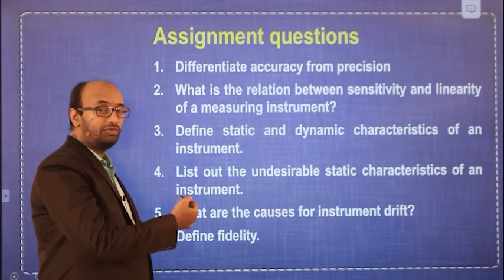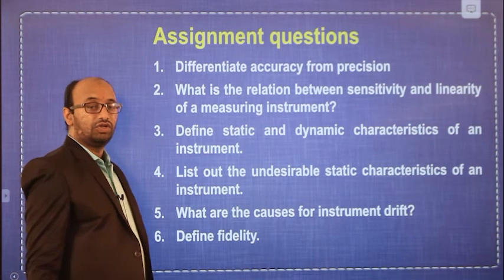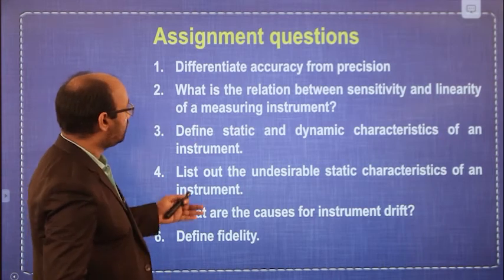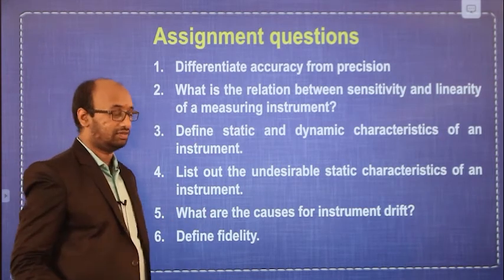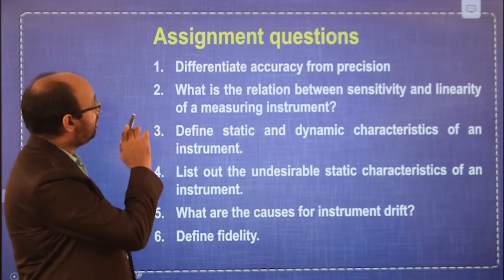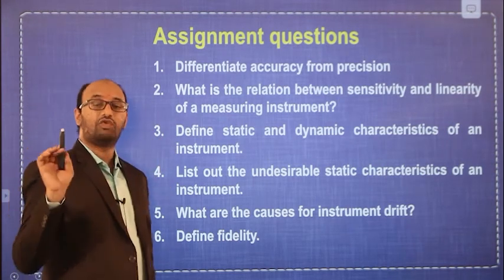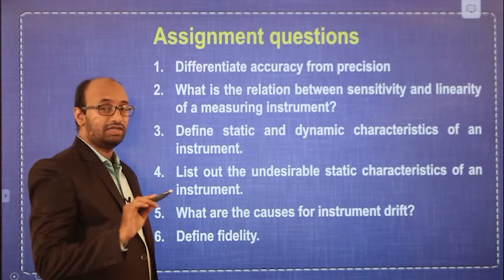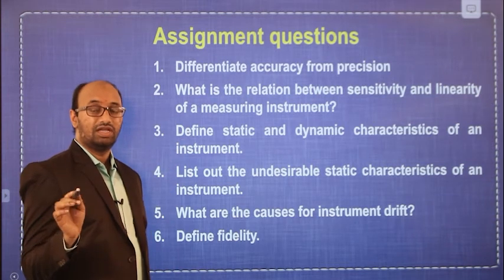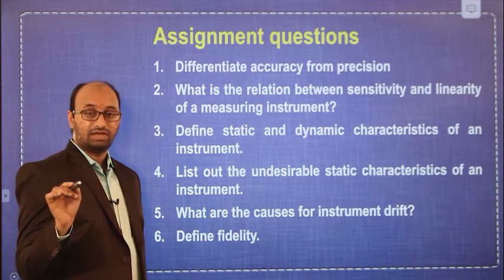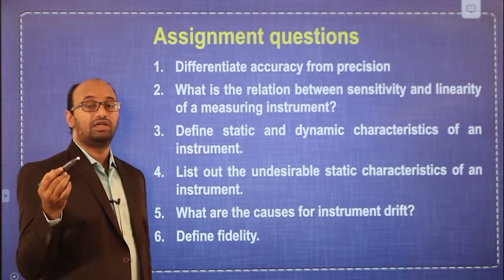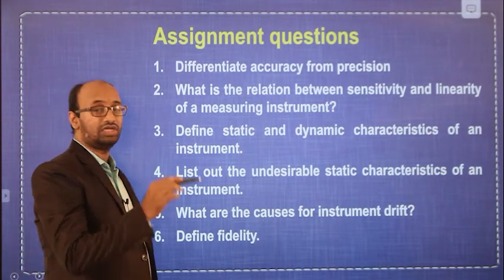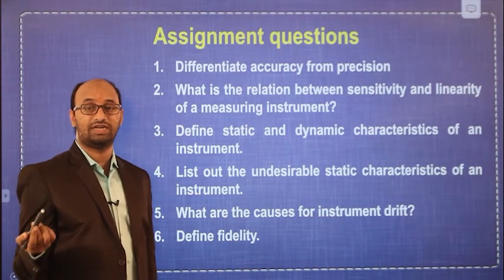After having learnt about the characteristics of the instrument, we will be able to answer some of the questions. These are some of the possible questions that may be asked with respect to the characteristics. You may be asked to distinguish accuracy from precision. We have seen what is precision and what is accuracy, and I have explained the difference with illustrations, with the measurement of weight and measuring a fixed target position. You may be asked to differentiate accuracy and precision with an example, or to define accuracy and precision.